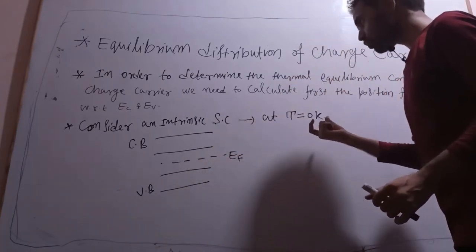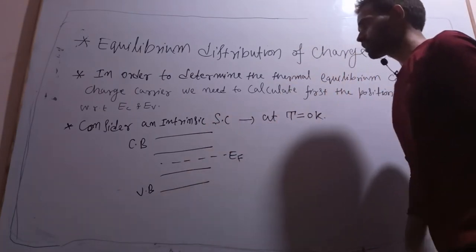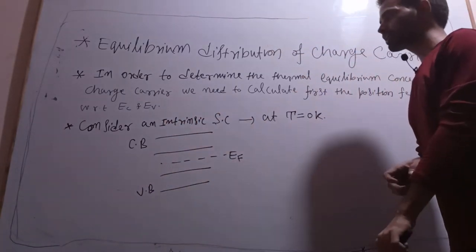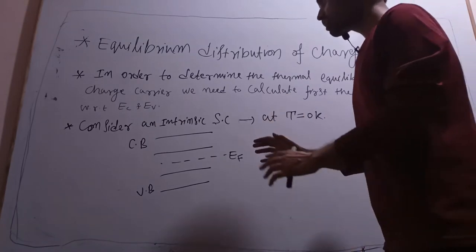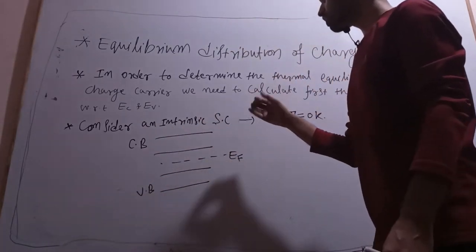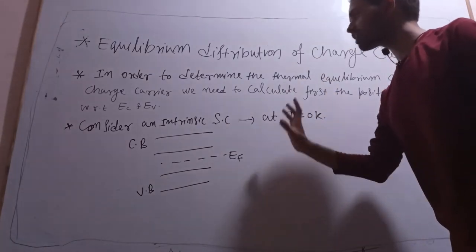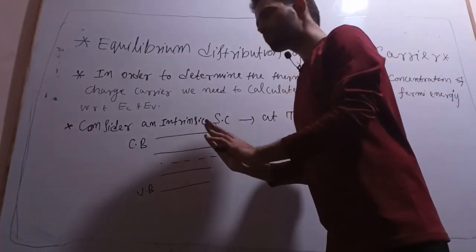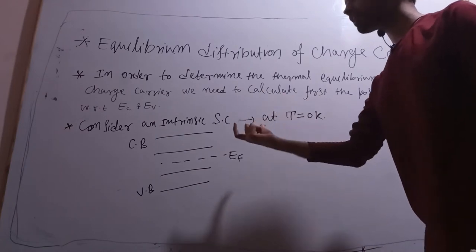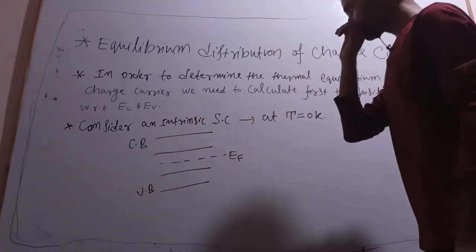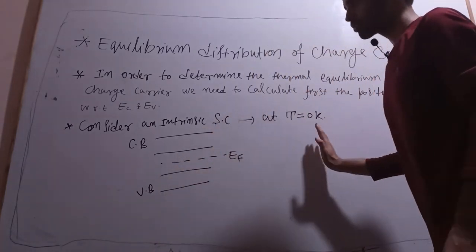In an intrinsic semiconductor, what happens here? What is an intrinsic semiconductor? It is an ideal, pure semiconductor where there is no impurity atom and also no lattice defect in the crystal. It is a totally pure crystal, for example silicon. Now, under 0 degree temperature, what happens?